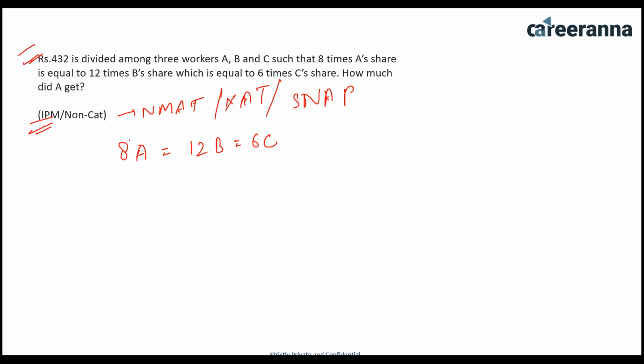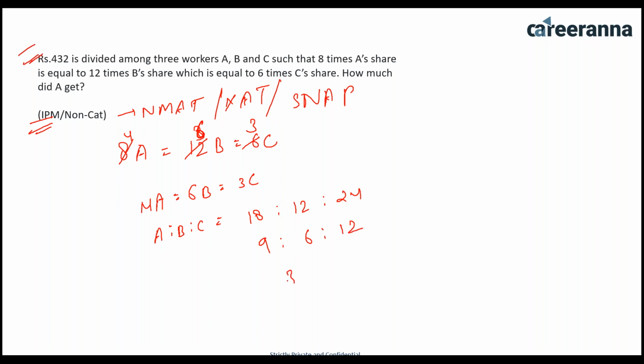Can I do it like this? 4A equals 6B equals 3C. A is to B is to C is what? Is it 18 is to 12 is to 24? It can be further reduced like this: 3 is to 2 is to 4.